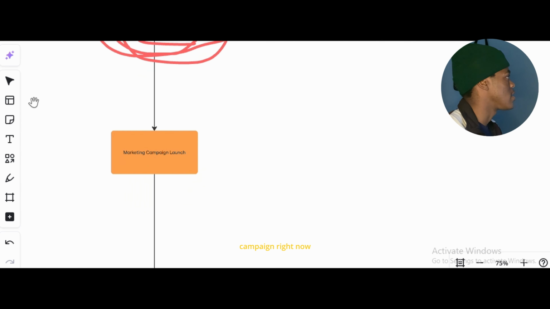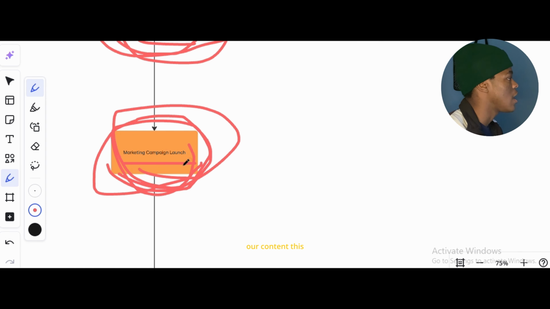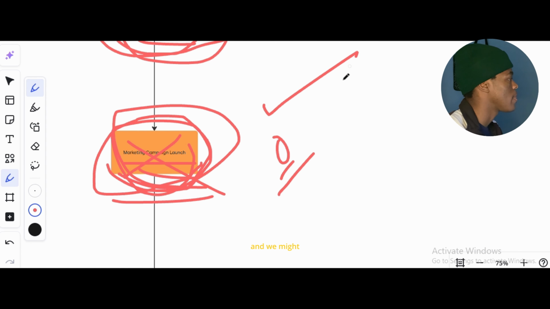We have the marketing campaign. Now, this is where it gets fun for some people: actually promoting, with everything finalized. We make sure our marketing campaign is on point. Our content, this is where we film, because without this there will essentially be zero people. But get this right, and we might get plus or minus 100 people. So this is very important.